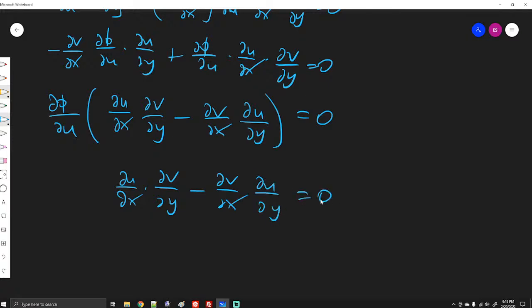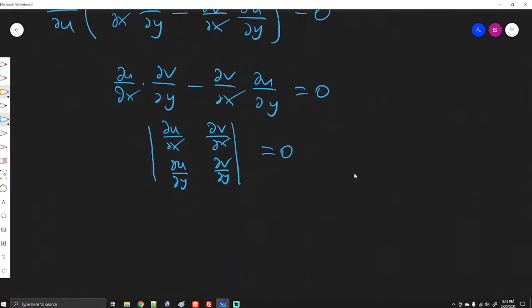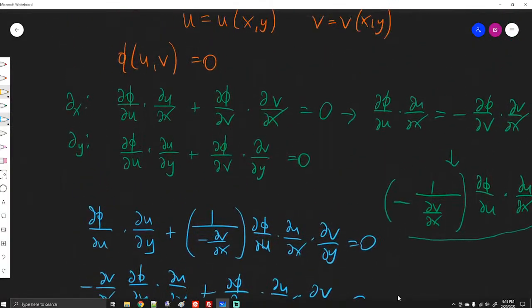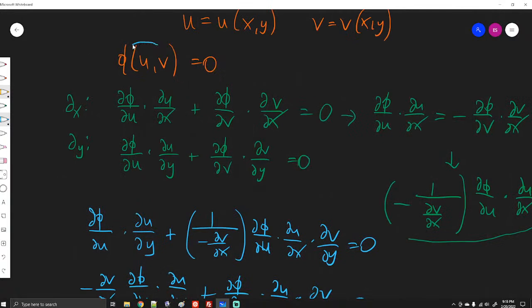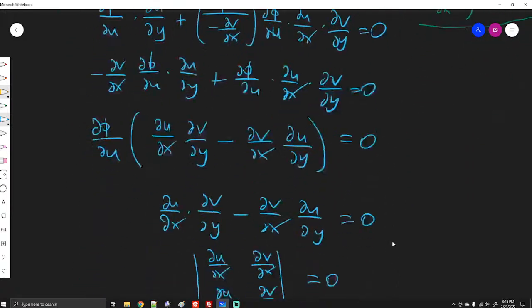Now you may recognize this expression on the left side here. It is the Jacobian. It is the determinant of this determinant right here. So J, the Jacobian, is equal to partial uv over partial xy, and this is equal to 0. So what does this mean? So in order for there to be a functional relationship between u and v, the Jacobian of u and v must be equal to 0.